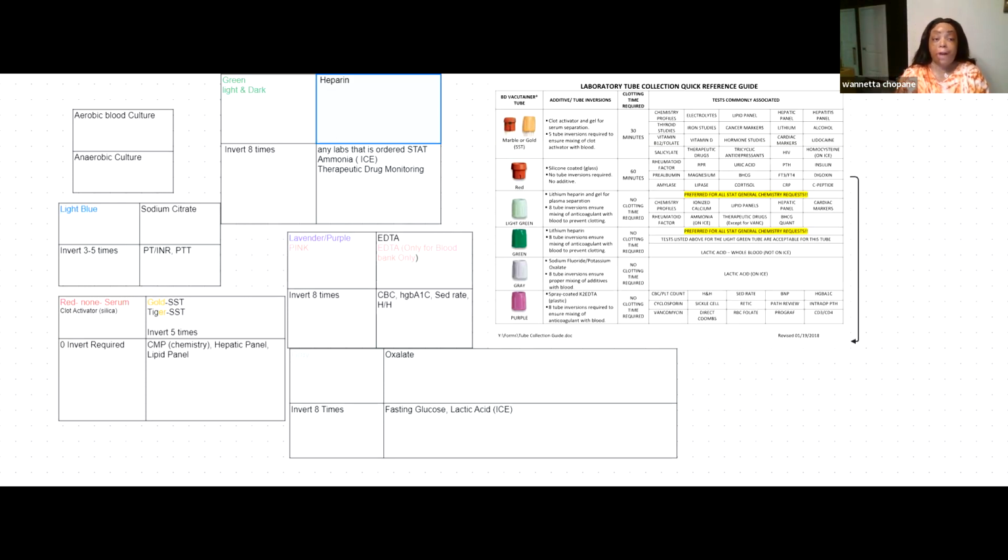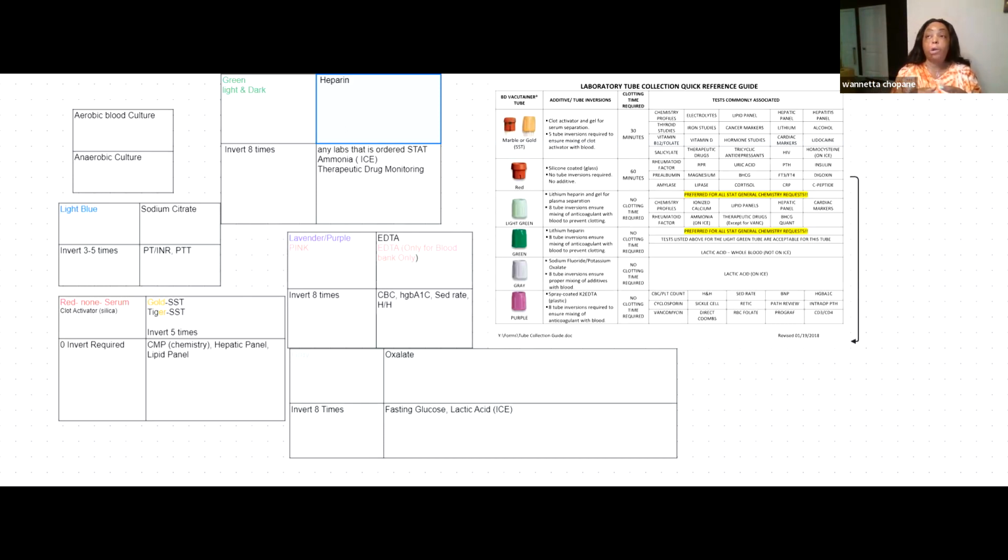Okay, so if I ask you what comes next after the serum tubes in the order of draw, you'll say your green top tube. You don't have to say light or dark, you can just say green. And the additive is heparin. We invert those tubes 8 times. The way that I remember, after the light blue and the serum tubes, the tubes that follow next are all inverted 8 times, and we'll talk about it.